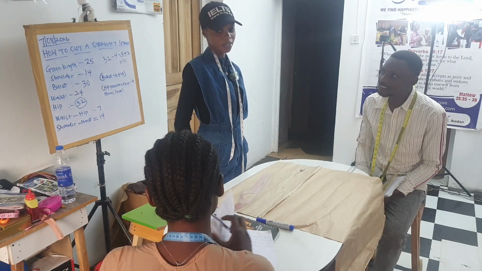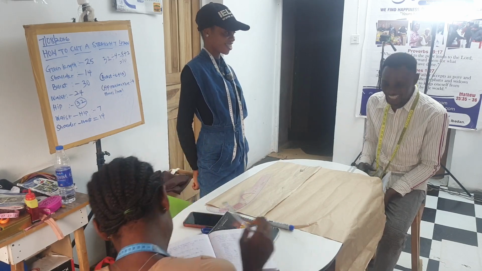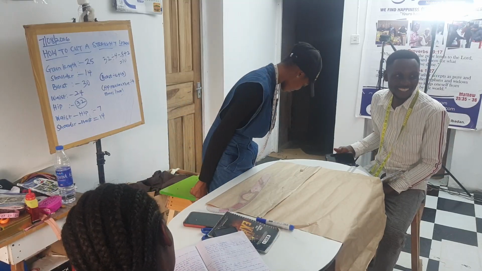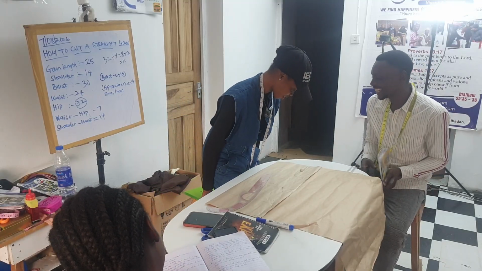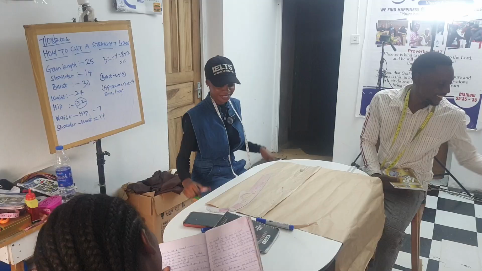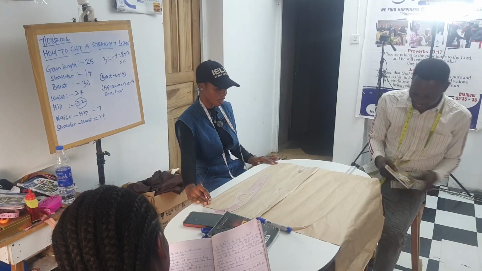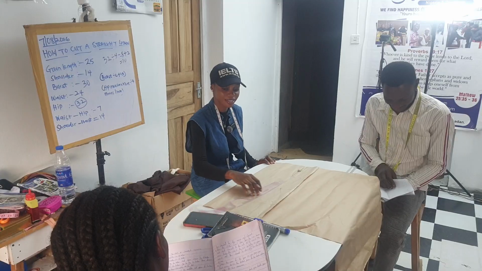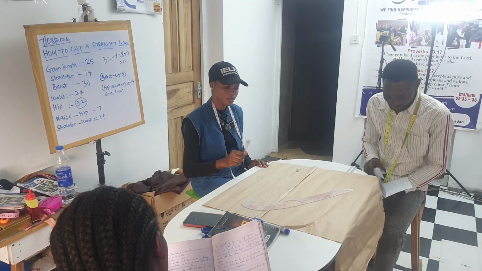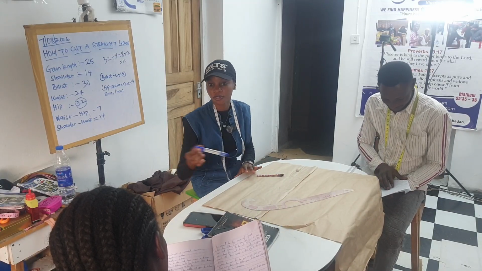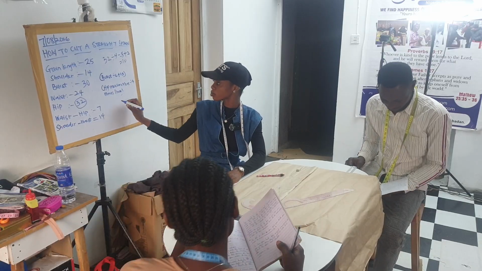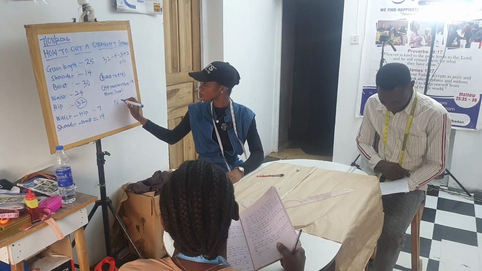So who will come and cut the sweetheart neck for us? It's simple now. The sweetheart neck is there now. Who will come and cut it for us? I think we made use of 4 and 6, right? Neck, what's the neck width?